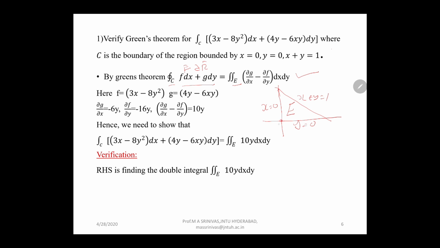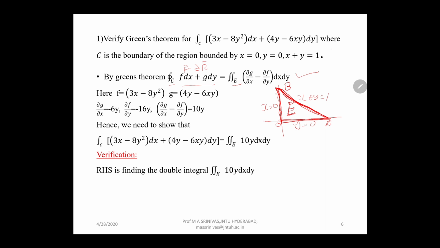What is your boundary? The line OA, and next the line AB, and the next line BO. OA, AB, BO, this is your boundary, and this is your region E. What does Green's theorem say? The line integral along this boundary is equal to the double integral over this region E.